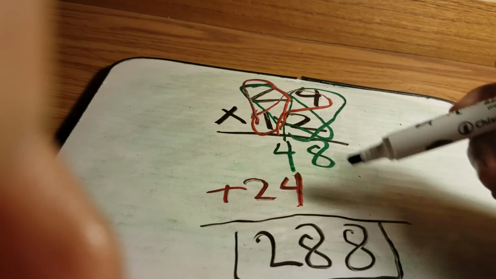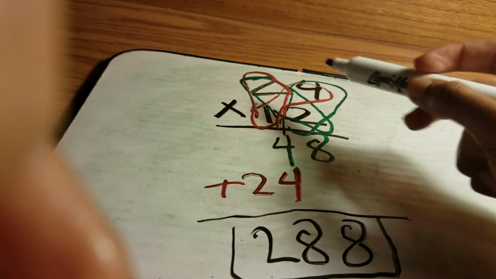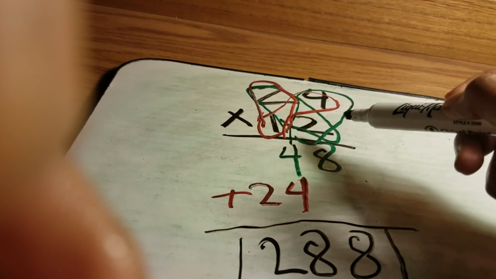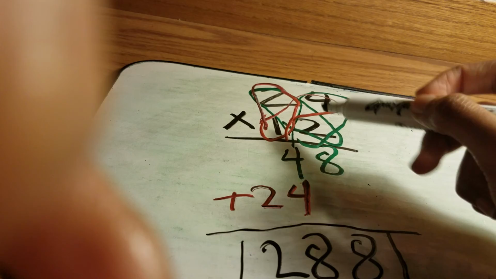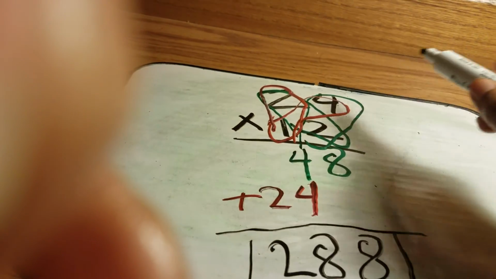Now these two rows of multiplication came from doing 2 separate rows of multiplication: 2 times 4, 2 times 2, and then 1 times 4 and 1 times 2.